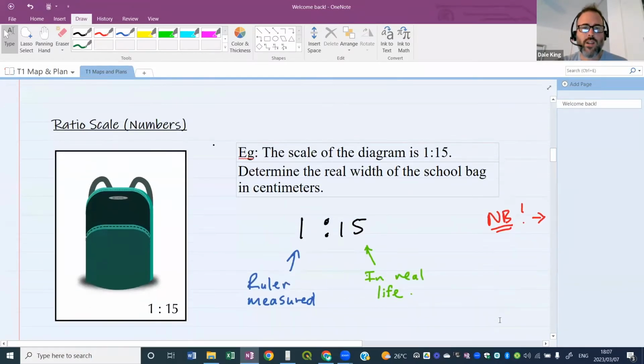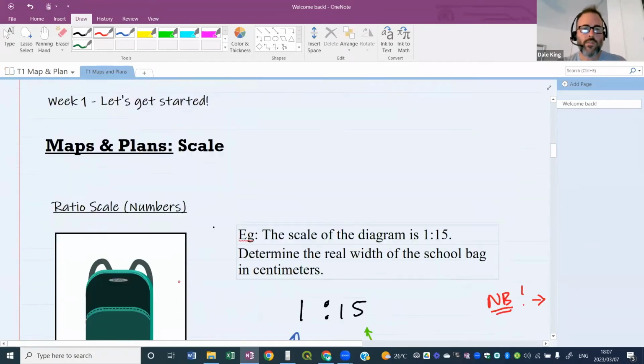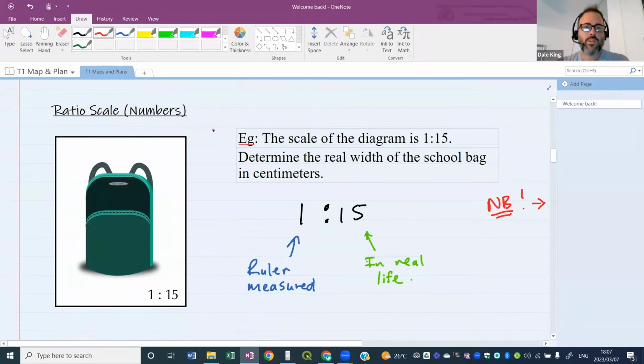So now I've got a diagram here to help us understand scale. Here we have a diagram with a school bag. And in this diagram, in the corner there, as you can see, we have a ratio 1:15. They've given us a ratio 1:15, and that's going to help us interpret scale with this diagram. There's a question here. It says the scale of the diagram is 1:15. Determine the real width of the school bag in centimeters.